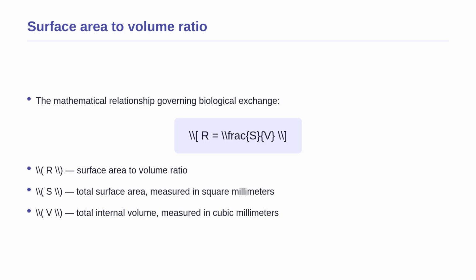The variable S stands for the total surface area of the organism, representing the outer skin available for oxygen to enter. The variable V represents the total internal volume, which is the living tissue that constantly consumes energy. When the volume increases, the ratio R decreases rapidly. This means the animal has less surface area available to support its massive internal volume, forcing larger animals to develop internal transport systems.